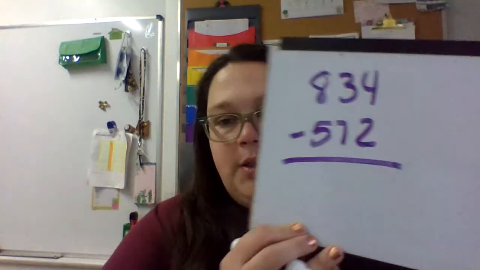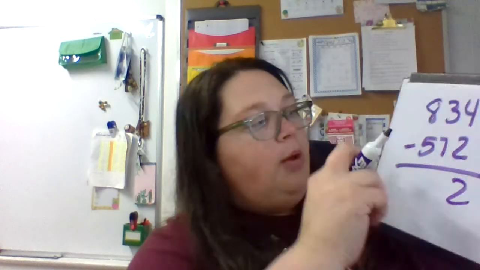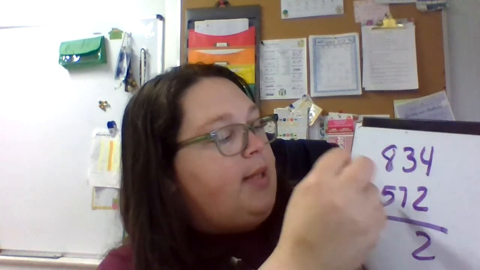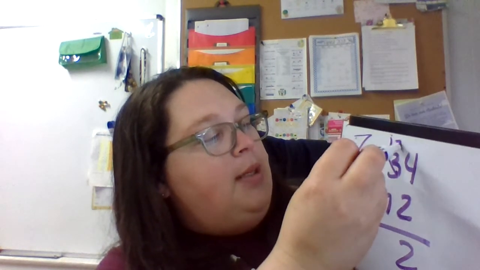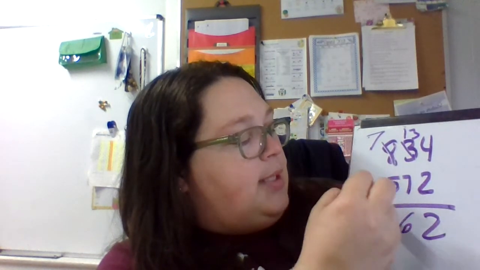All right. The next thing I want you to do is check your subtraction with your addition. So if we have 834 subtract 572. All right. 4 subtract 2 is 2. Oh, I can't take 7 from 3, so I have to borrow. So I'm going to make this 8 a 7. I'm going to change this 3 to a 13. That makes this 6, and that makes this 2.